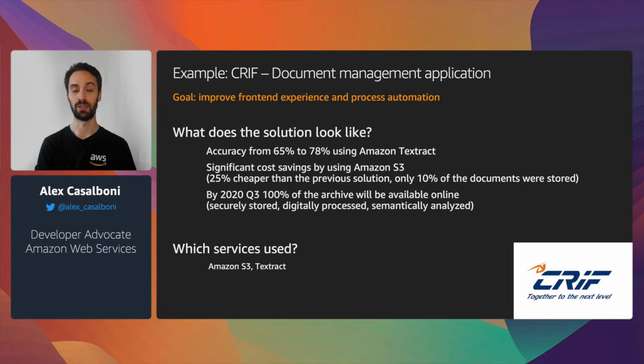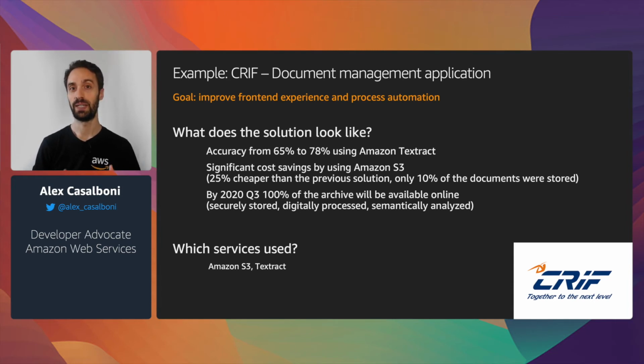I want to give you an example. This is CRIF, a company from Italy. They have built a document management application. They came from an on-premises implementation that was too expensive and only allowed them to have 10% of the documents they wanted to digitalize available to their customers. And so they built a new implementation of this using Amazon Textract. And this new solution is 25% cheaper while allowing them to have all the documents available to their customers.